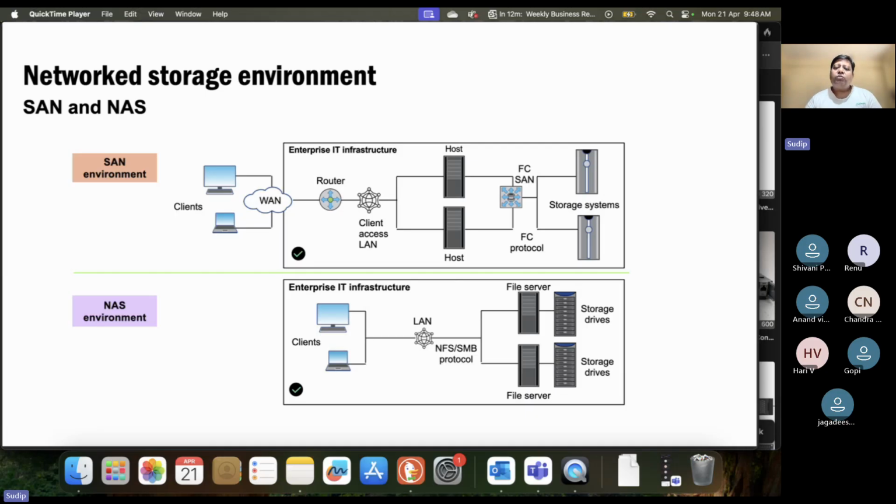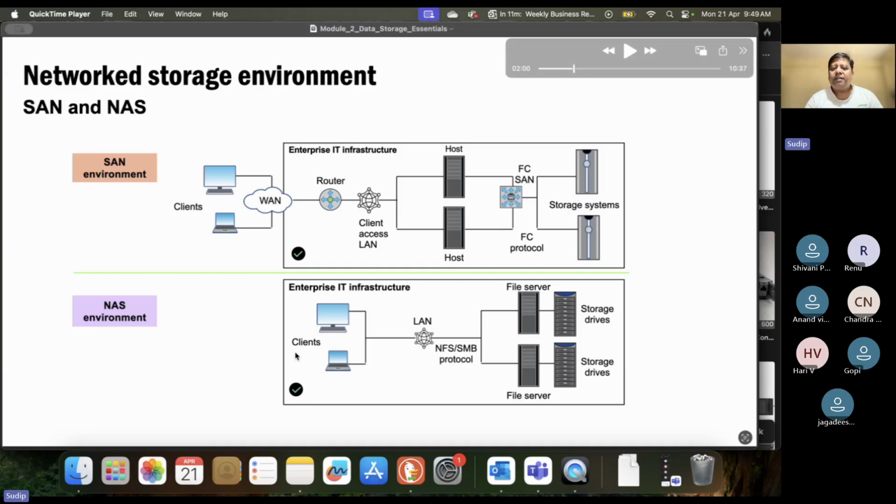Whereas when you go to a NAS environment, the storage system itself has the file system, and hence it can control every aspect of reading and writing the file. Hence, you can directly access the content of the storage system through user desktops, laptops. You don't need any servers or hosts in between. Directly over the network, you can read and write from the storage system.